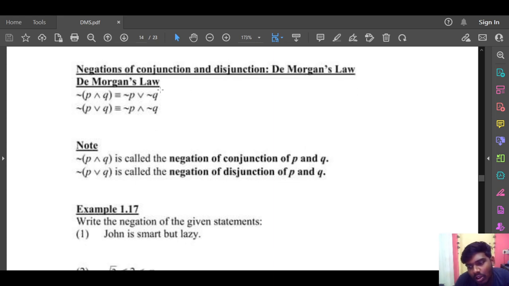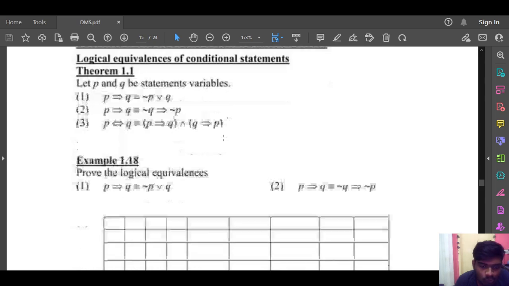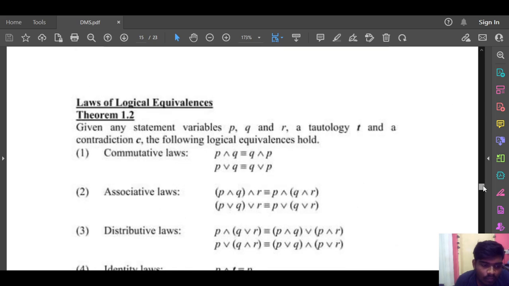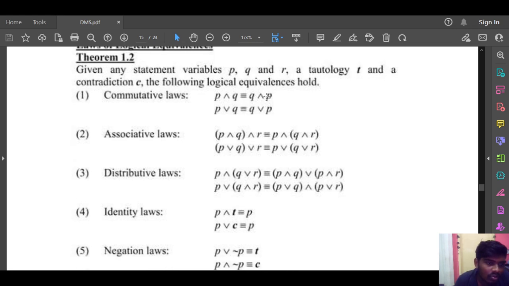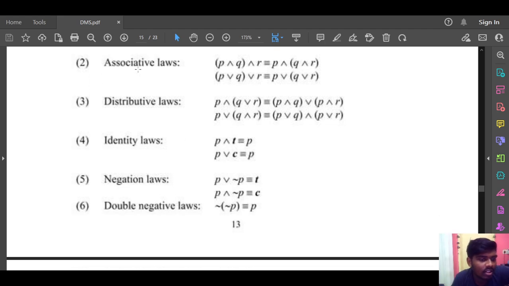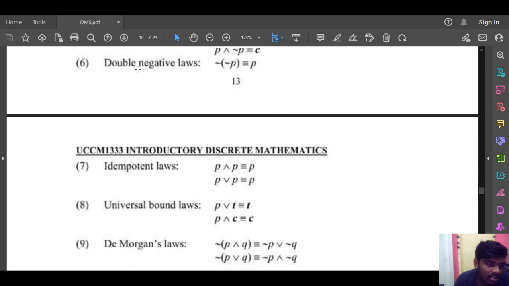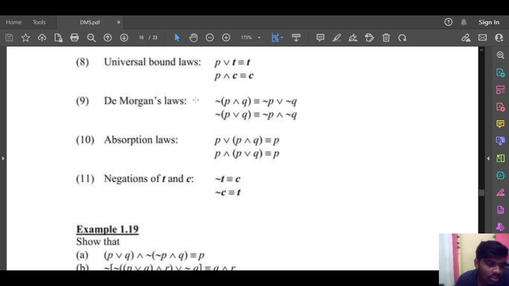And the most important law is De Morgan's law. Here we can see that the negation of P and Q is not P or not Q. And these are some of the laws of tautology and contradictions following logical rules, like commutative laws, associative law, distributive laws, identity laws, negation laws, double negative laws, idempotent laws, universal bound law, De Morgan's law, absorption law, and negation of T and C.